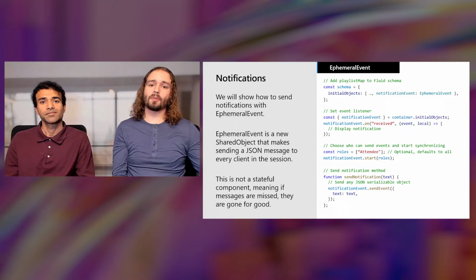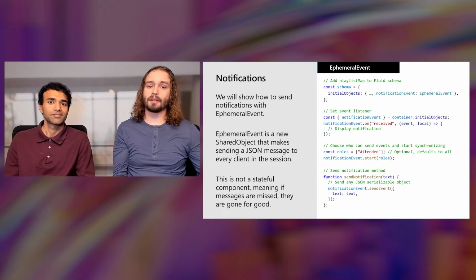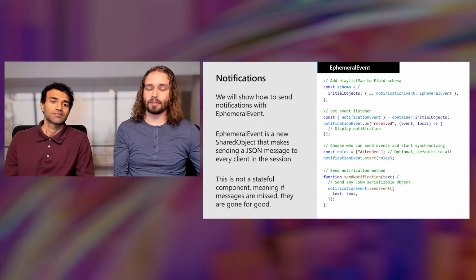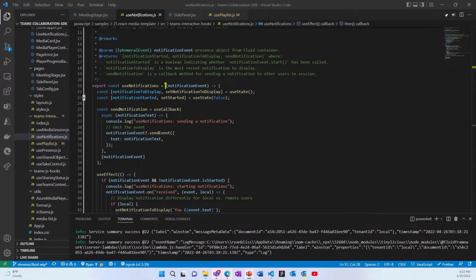The main difference between Fluid shared objects and our ephemeral ones is that ephemeral objects have an explicit start method. Here, you simply initialize it with an optional roles parameter, allowing you to choose which meeting roles are eligible to send events through this object. Let's look at this in our code. This code is pretty straightforward.